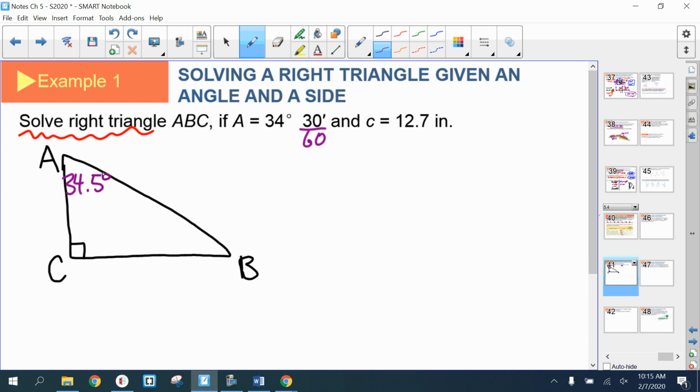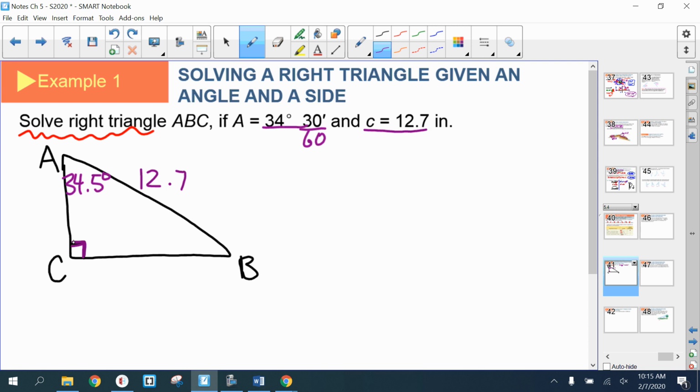We don't have to convert that, but I think it's going to be easier for us if we do 34.5 degrees. And then side C has to be across from angle C, that's 12.7. I would go ahead and label everything that I'm given in the picture. So I've got angle A, I've got side C, and don't forget they gave you a right angle, so we've got this angle as well. I need to find all the other missing parts, okay?